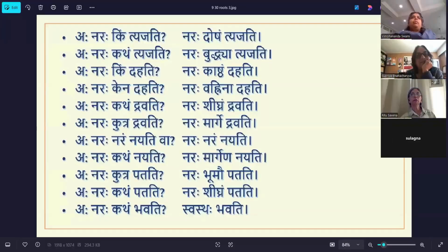Katham dravati. Katham means how. Dravati means flow, running, and melt also. Nara shigram dravati means he is going fast. Kutra dravati means where is he going? Nara marge dravati means where is he running? He is running on the road, he is running on the path.